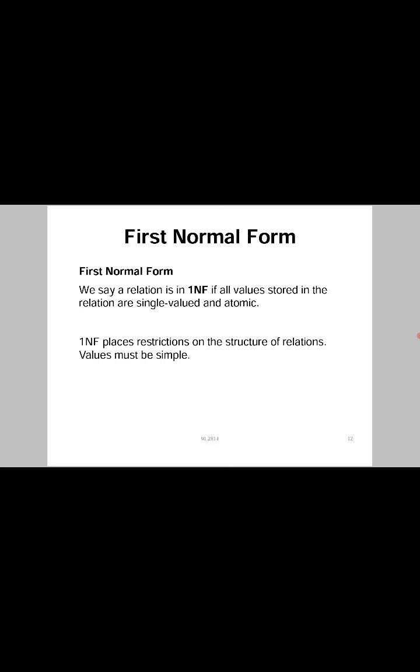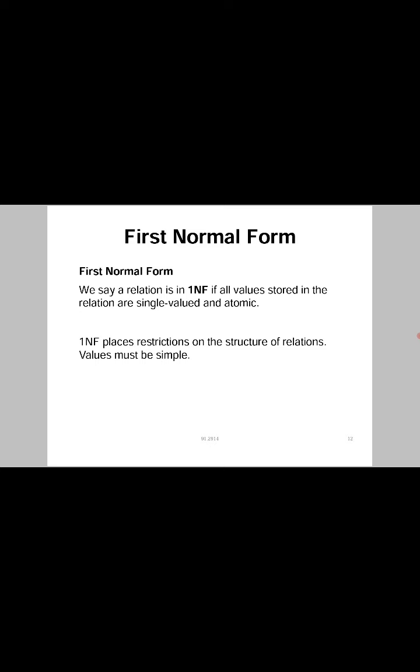So what is first normal form? What is the definition of first normal form, what is the explanation about it, and what are the examples? We say a relation. What is a relation? A relation is nothing but a table, or two tables connected with some common fields. It is a logical representation of a database.